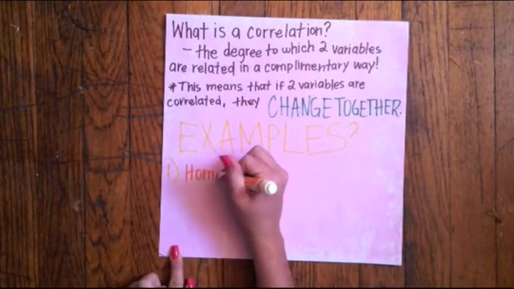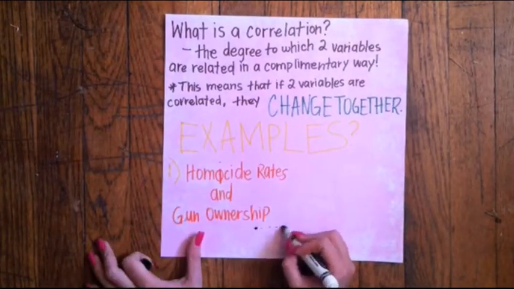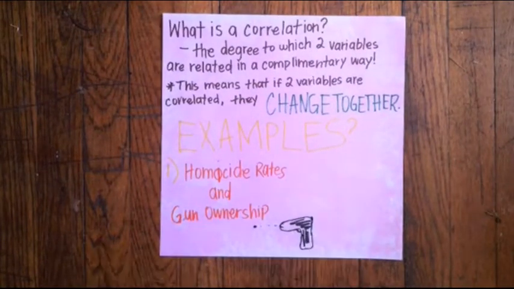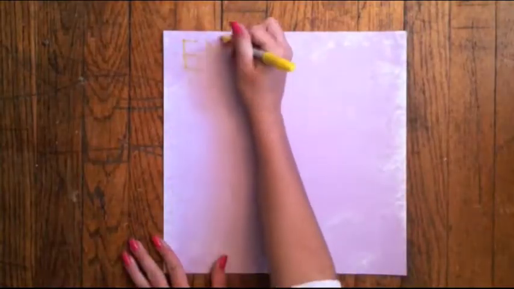Examples of this include homicide rates and gun ownership. This is an example of a positive association. More guns equals more homicide.